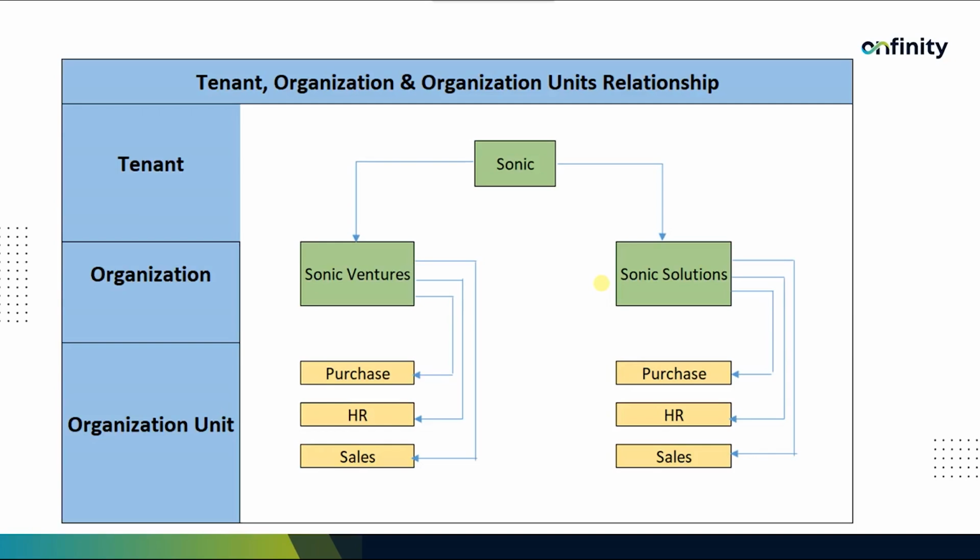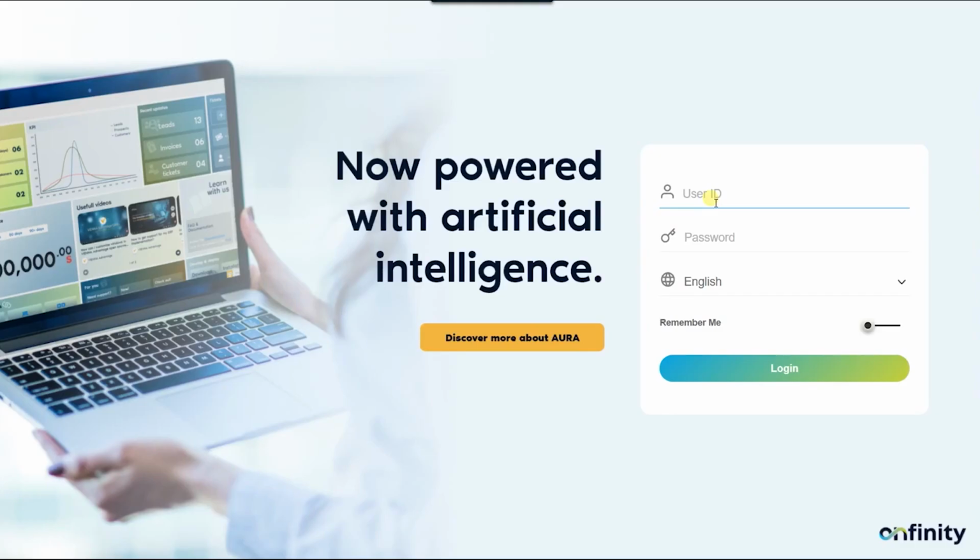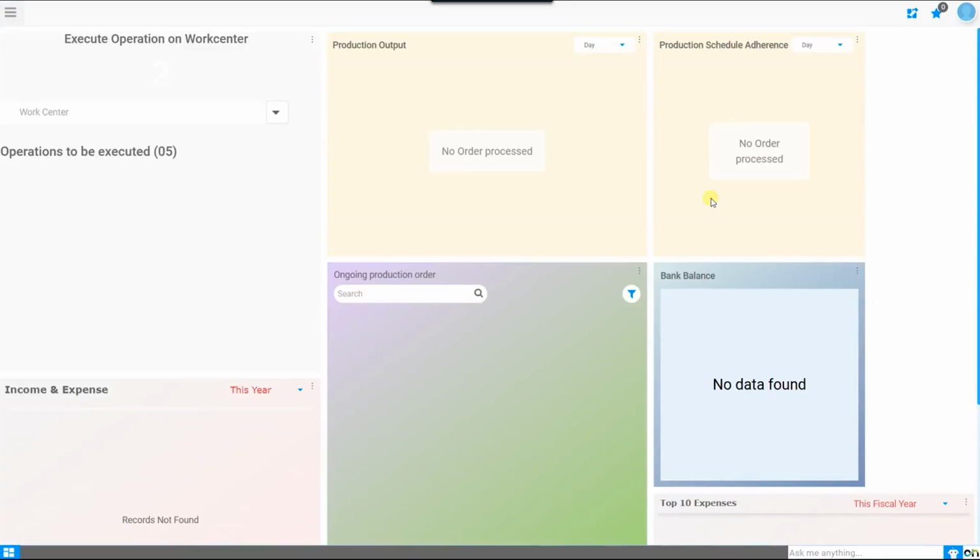Let's move into the Onfinity ERP system and see how you can generate the organization unit. On the login screen, enter your username and password, then click the button to log in. You will land on the landing page, which contains certain mosaics that currently do not display data. However, data will gradually appear once transactions are processed.